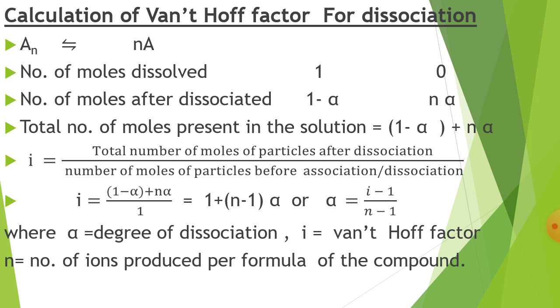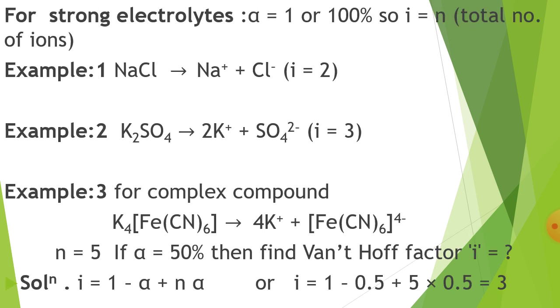For example, if KCl is given, it gives 2 ions, so the value of n equals 2. For strong electrolytes, you have to learn that alpha equals 1 or 100%. If nothing is given, for example NaCl, in that condition we take 100% dissociation, that is, the value of alpha should be 1. So in that condition i is equal to n, the total number of ions. Now some examples are given to explain this.